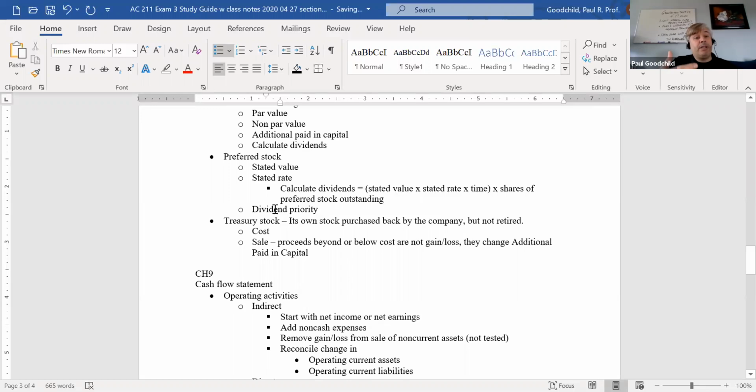Dividend priority just explains that if the company declares dividends and it has preferred stock owners, they have the first right to dividends. Treasury stock is its own stock purchased back by the company, but not retired. So cost is the price the company paid for the stock. And then the sale would come back and reduce the treasury stock amount, and any additional amount would be recorded as paid in capital.